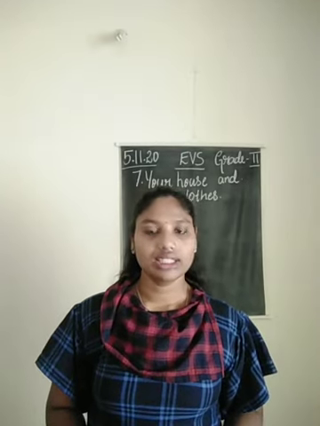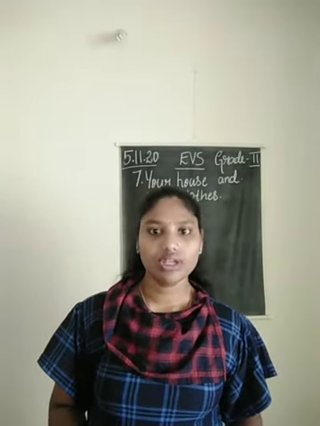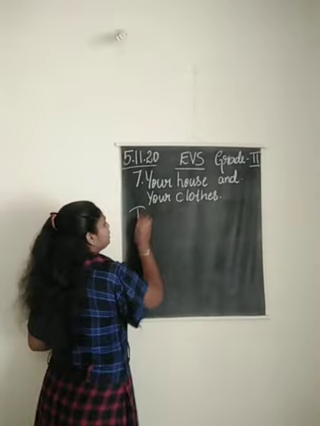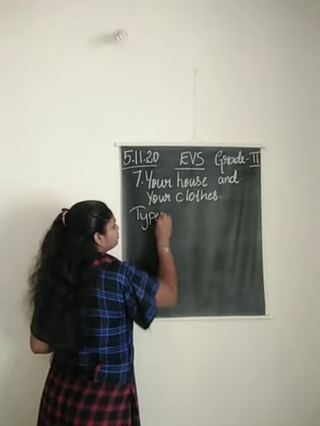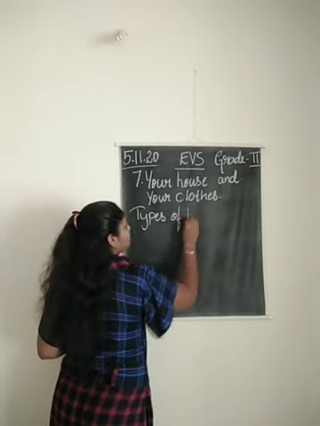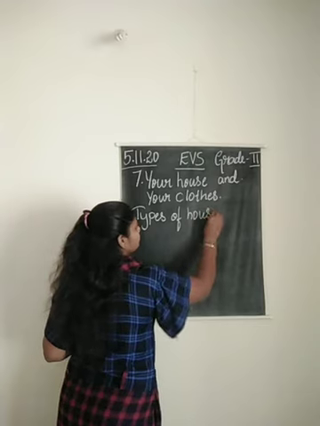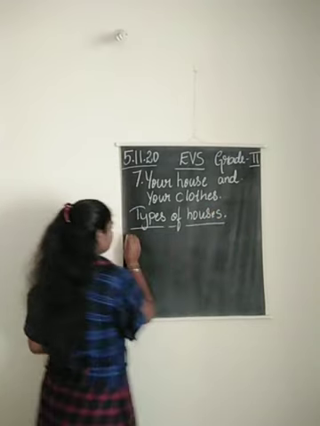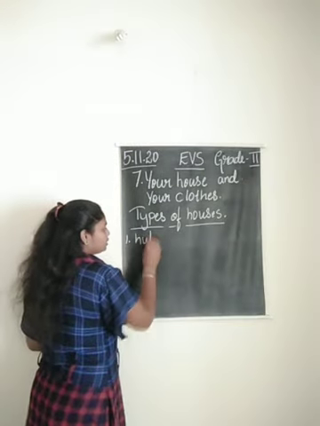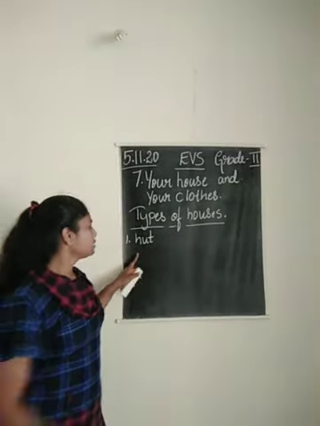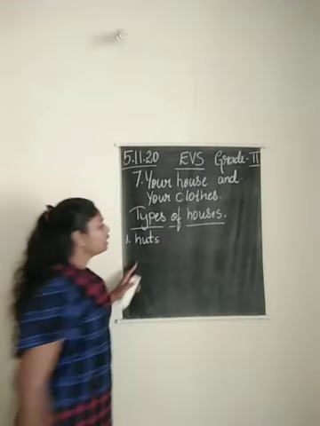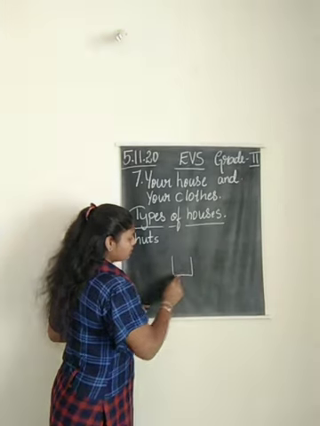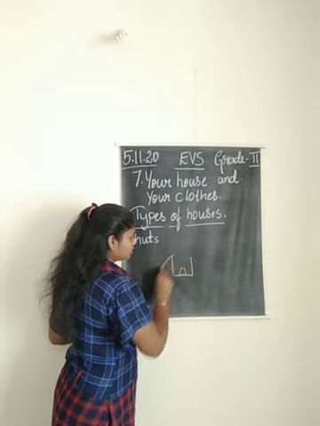In this class, let's learn about the different types of houses. Types of houses. The first one is hut. Huts are very small houses.